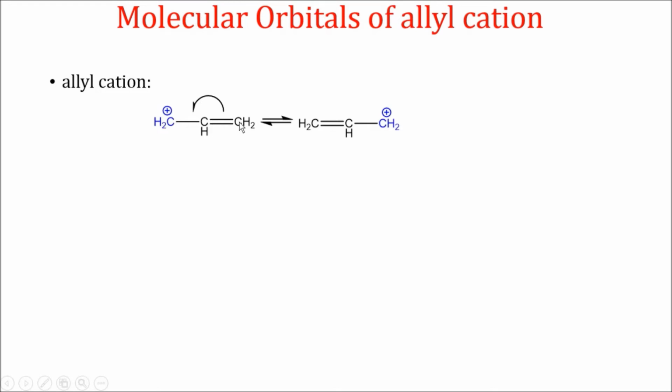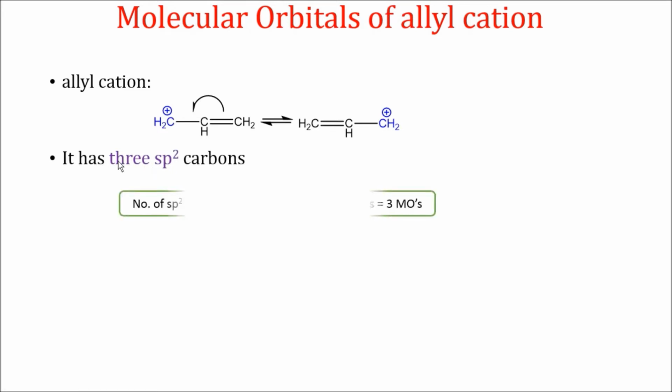Obviously these two carbons have sp2 hybridization, and the carbocation carbon also undergoes sp2 hybridization. Therefore, the sp2 hybridized carbons are 3. So these 3 sp2 hybridized carbons are present in allyl cation. Therefore, it has 3 molecular orbitals.